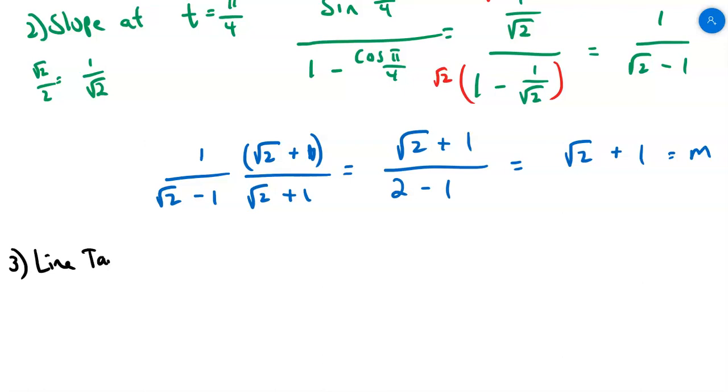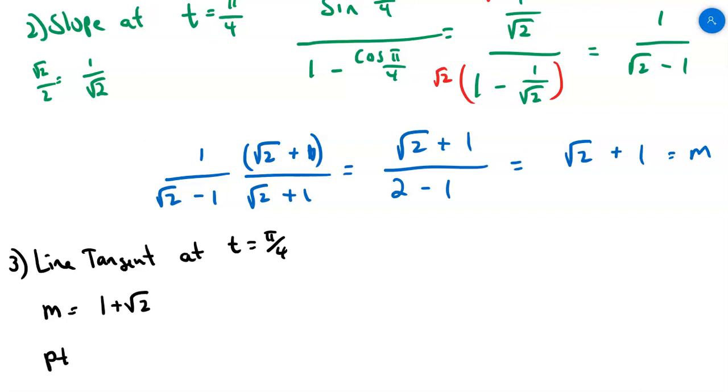So the line tangent at t equals pi over 4. Well, I already have a slope, right? In the previous example, we found the slope at t equals pi over 4. In order to find the tangent line, I need a point and I need the slope. Well, I already know the slope is 1 plus the square root of 2.